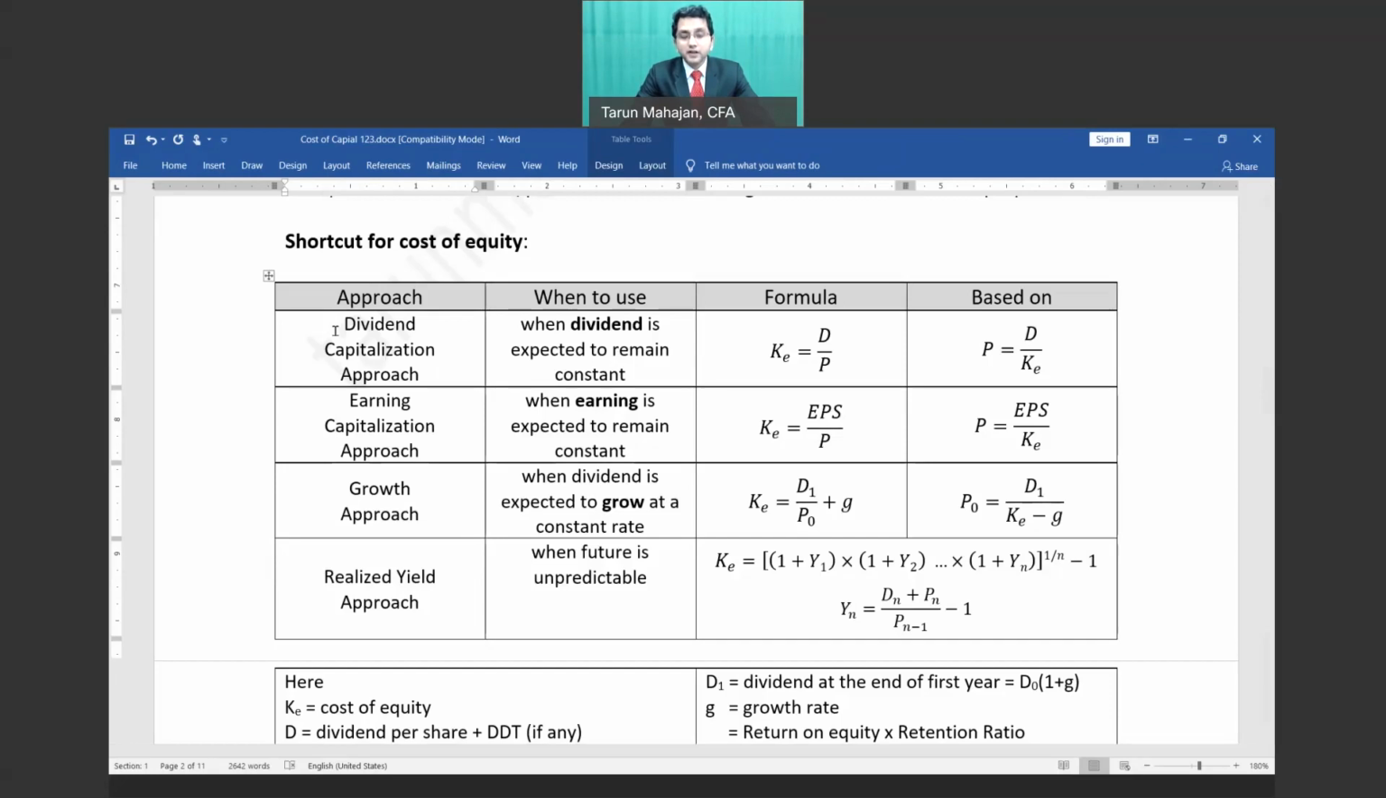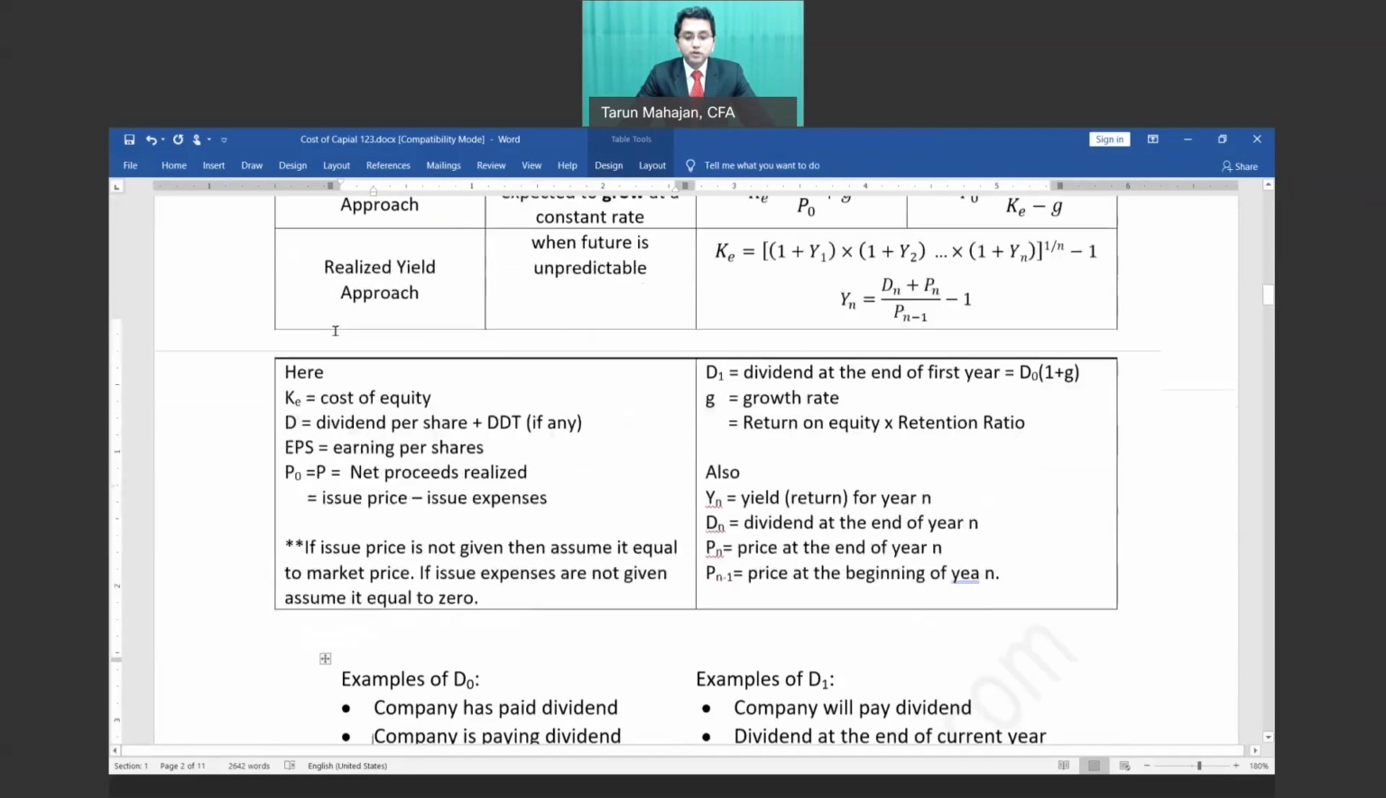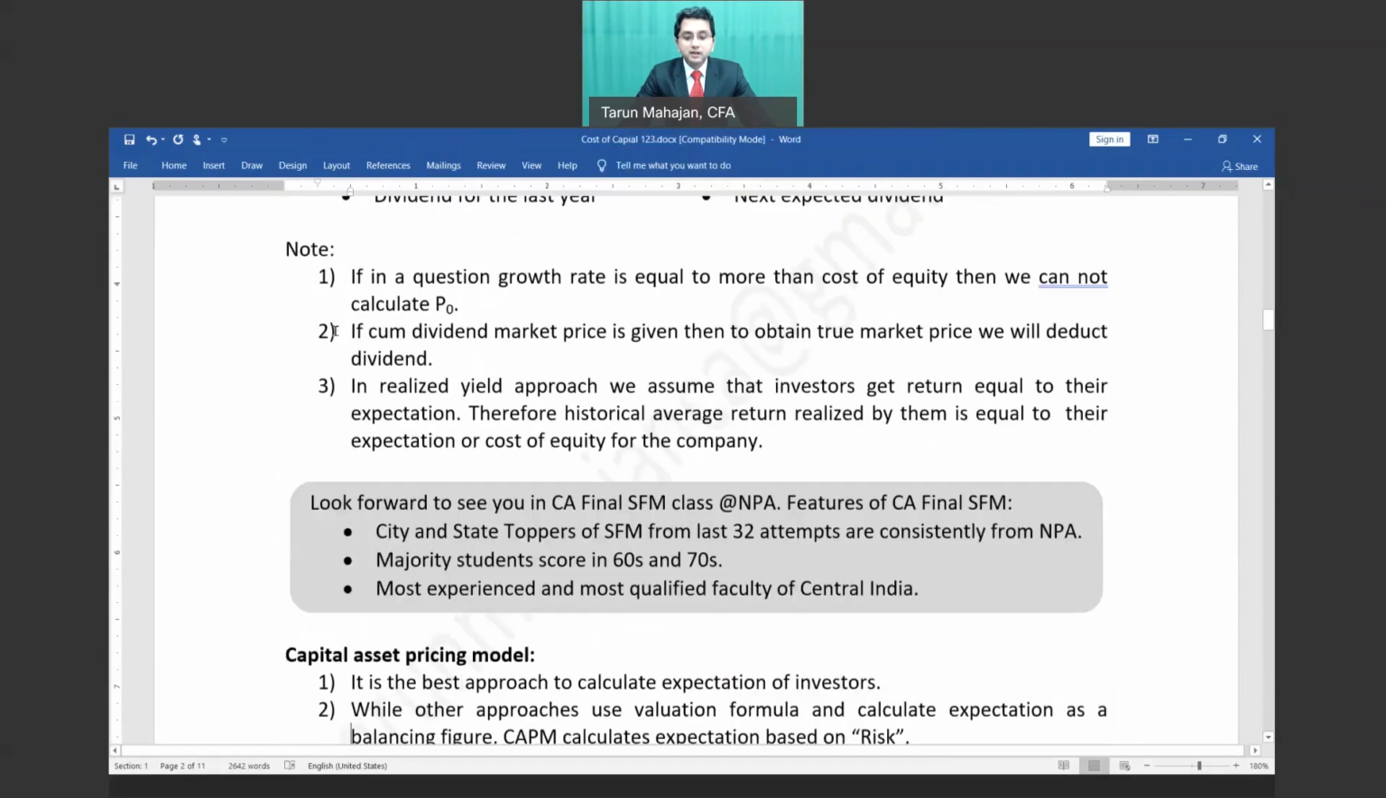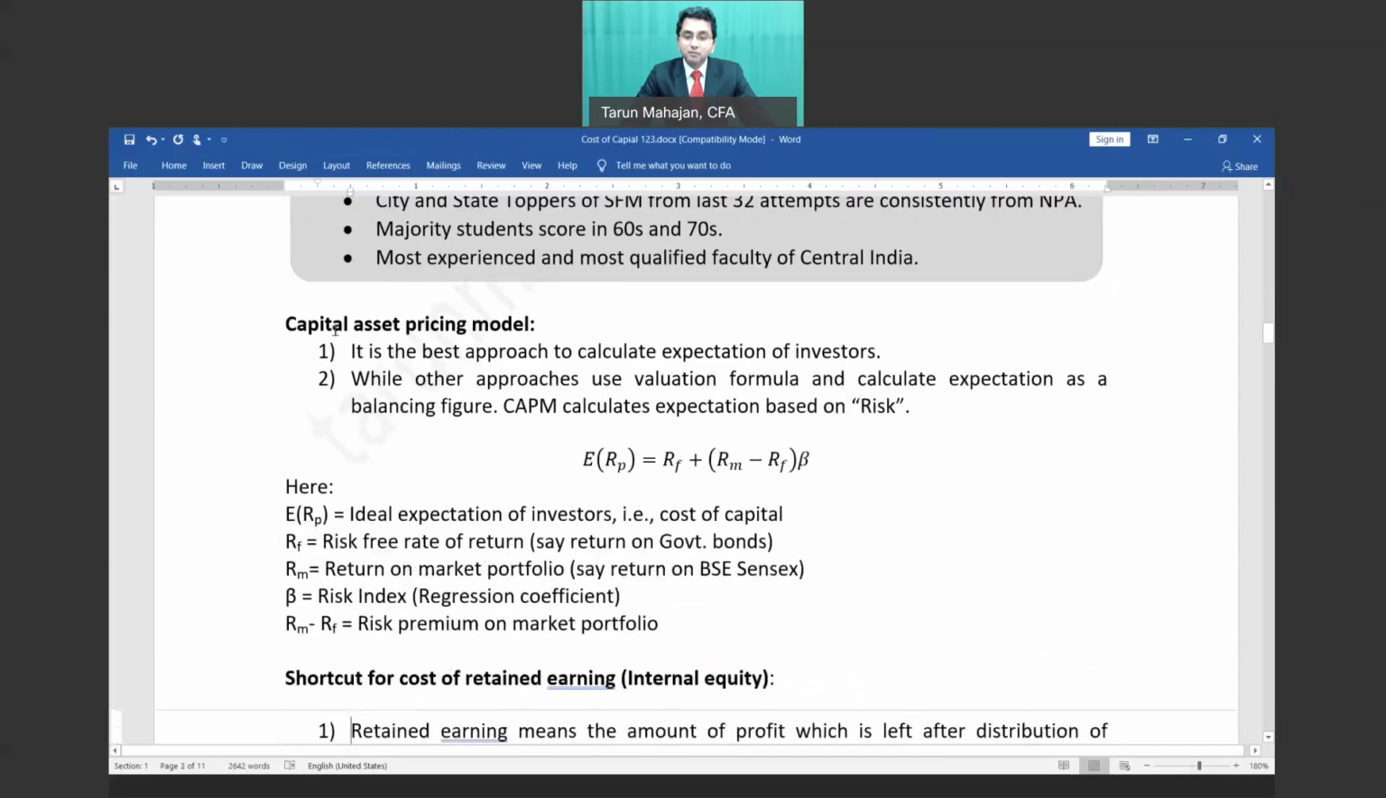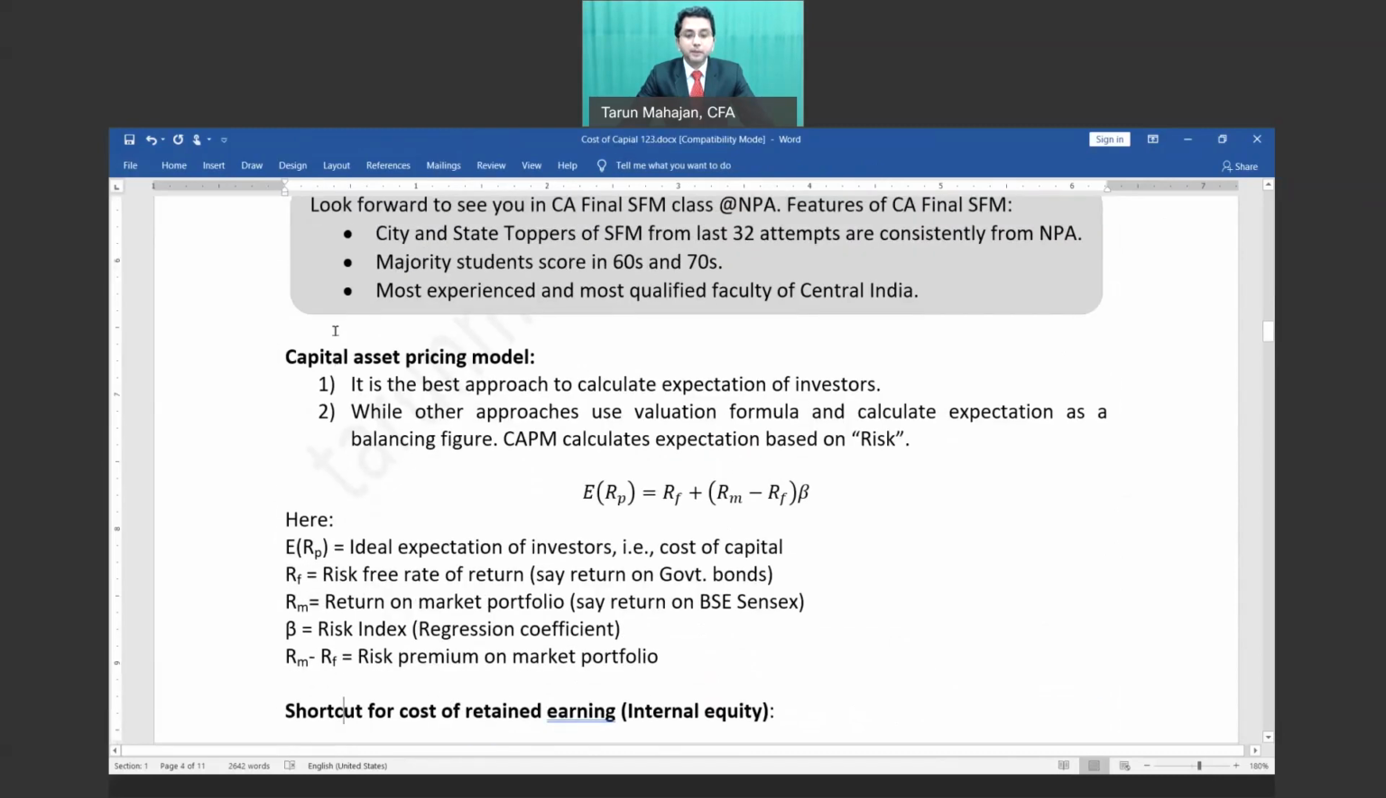But in case of equity share, no fixed dividend is given, and the life of equity is also not fixed. So it's not easy to figure out the cost of equity actually. And there are 5 approaches. One is dividend capitalization approach, then the earning capitalization approach, then there is growth approach, and then there is realized yield approach. And then there is one more approach which is named the capital asset pricing model, which is considered to be the best.